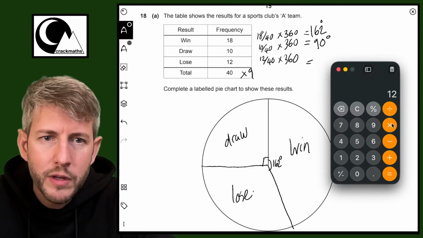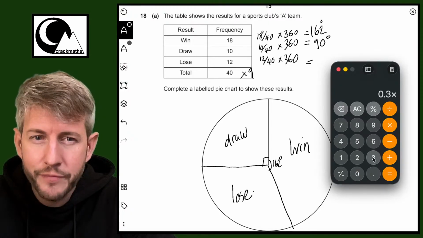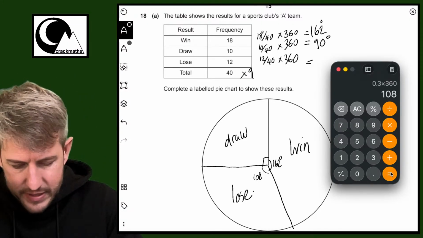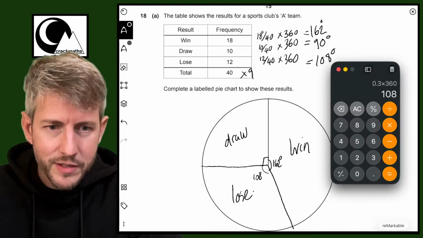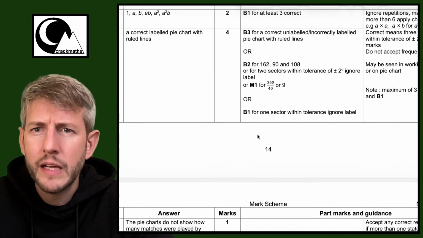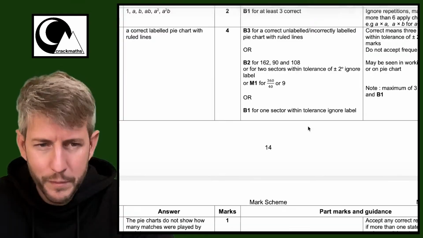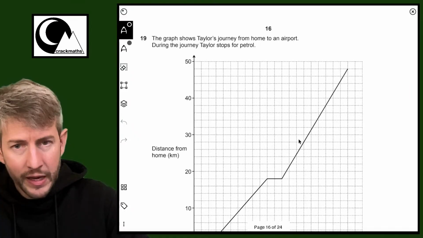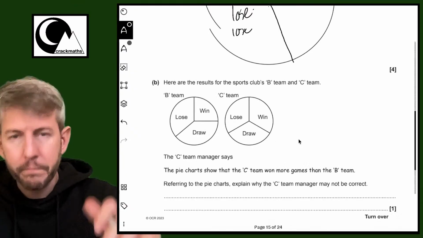So 12 divided by 40 equals this, times 360 is 108. So there we go, 108 degrees. Okay, there we go. Right, let's check that is all right, and then we can mark that. So here we go, correct pie chart, 162, 90, and 108. Perfect. Right, so here we go. Let's go on to part B. Oh, where's part B? It must be down below. Oh, here we go, right.